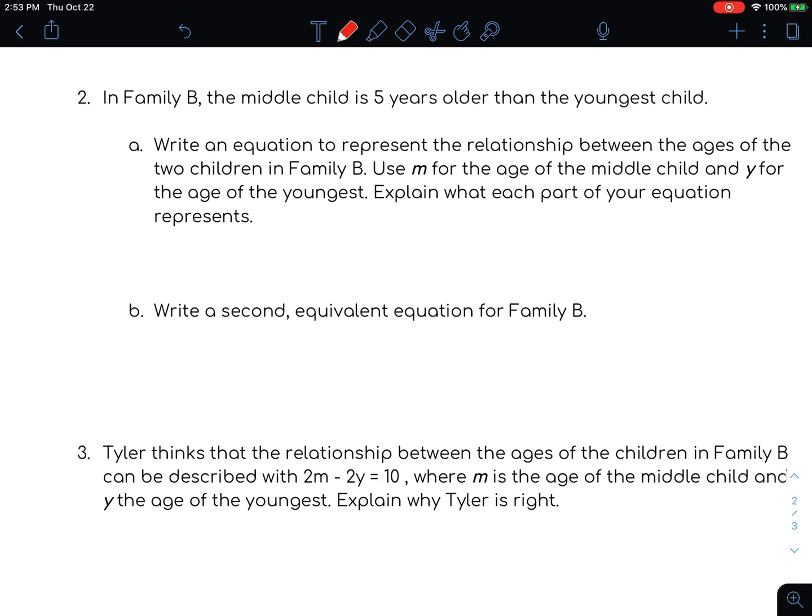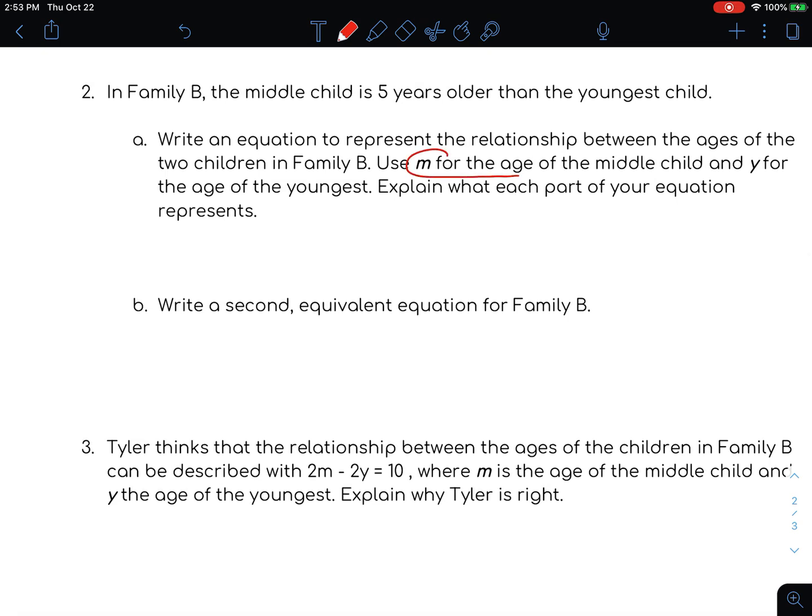Okay, so let's think about family B. In family B, the middle child is 5 years older than the youngest child. Write an equation to represent the relationship between the ages of the two children in family B. Use m for the age of the middle child and y for the age of the youngest child. Explain what each part of the equation represents.